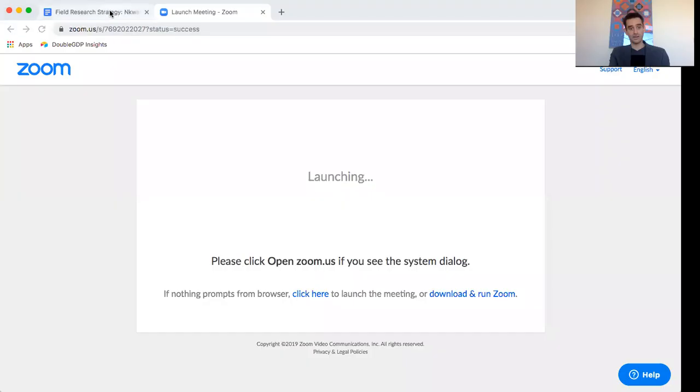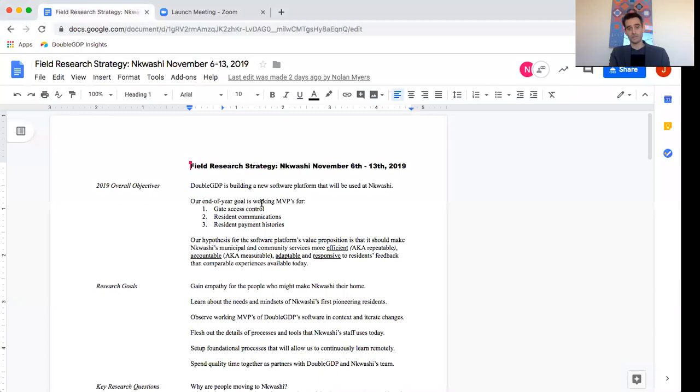Give me one second here to get the screen sharing set up. Screen sharing button is, here it is. Share the screen, there we go. So I should be sharing my screen now. And then what I want to do is just pull up the research plan.